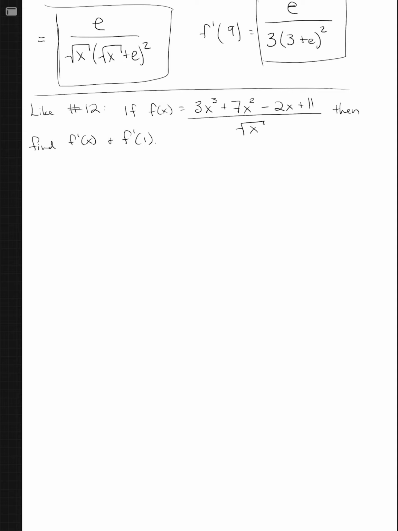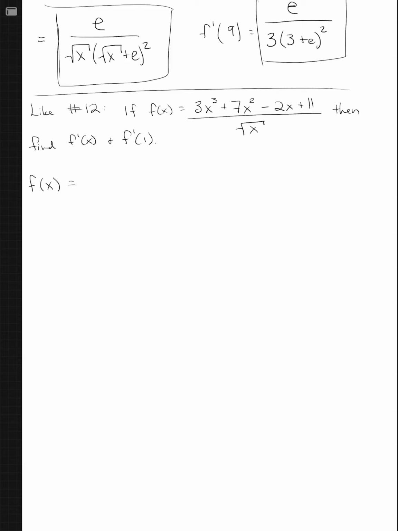Right? So we could use the quotient rule here, right? It's definitely a quotient. There's a polynomial up top and a square root on the bottom, and we could absolutely use the quotient rule. Or we could simplify f before we take the derivative to make our lives a little bit easier. So that would be my suggestion for this one, right?